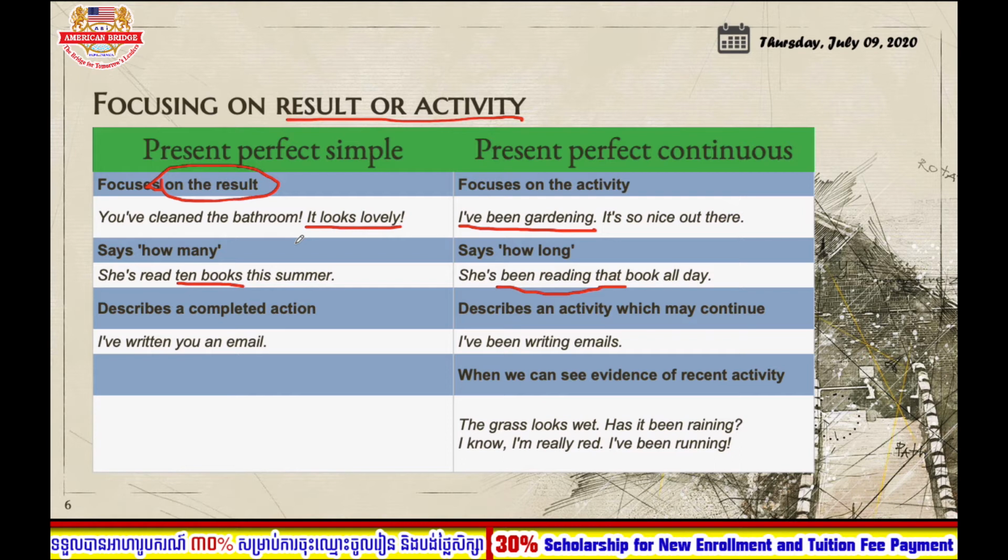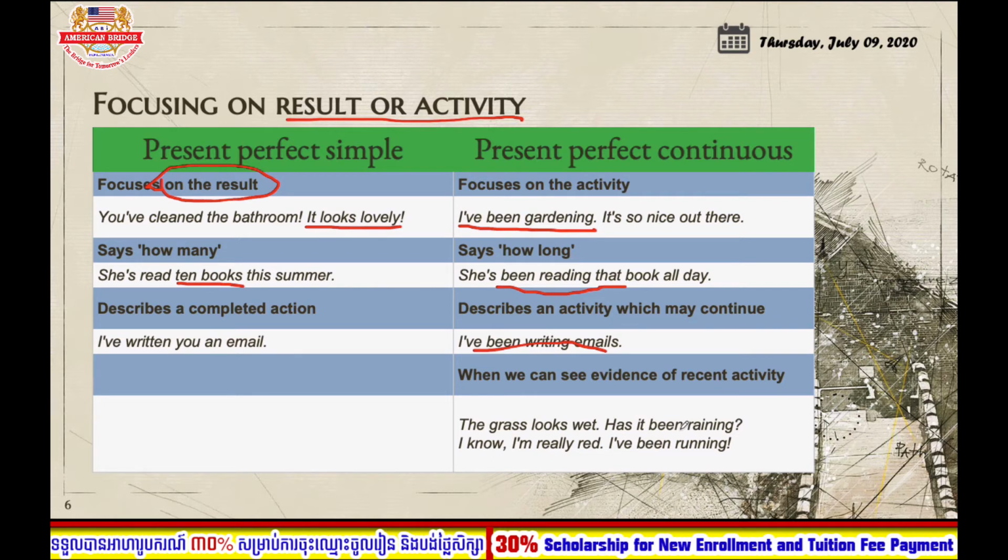Last but not least, when we describe a completed action, we use present perfect simple. However, if we describe an activity which may continue or is happening up until the present time, we use present perfect continuous, right? And when we can see evidence of recent activities, we also use present perfect continuous. Look at the example. The grass looks wet. Has it been raining? Which means the rain has already stopped.